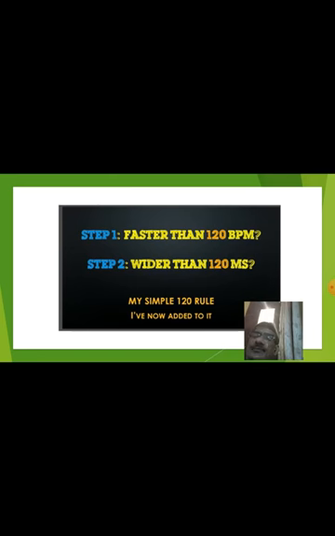So what are the basic steps in the diagnosis of ventricular tachycardia? Step one, obviously, there is a fast heart rate. So, heart rate more than 120 beats per minute. And step two, it's a broad complex tachycardia. It's more than 120 milliseconds.